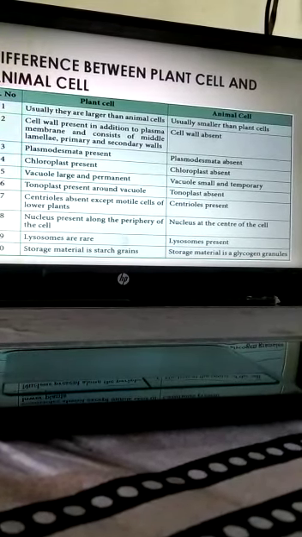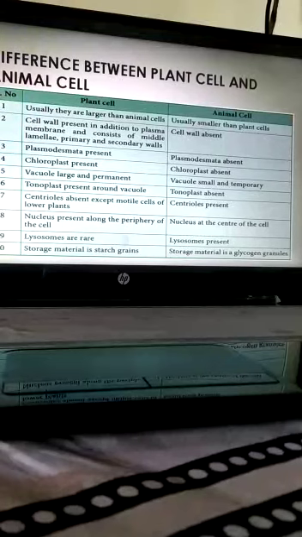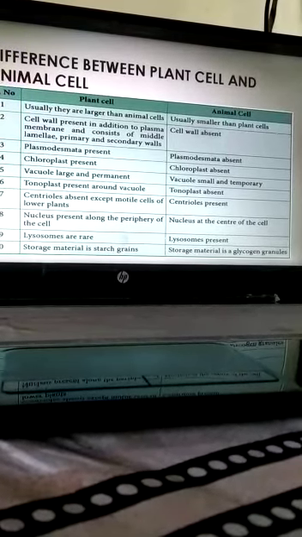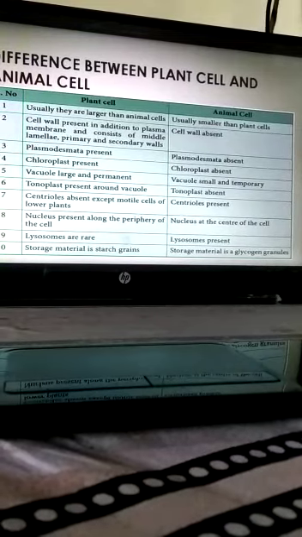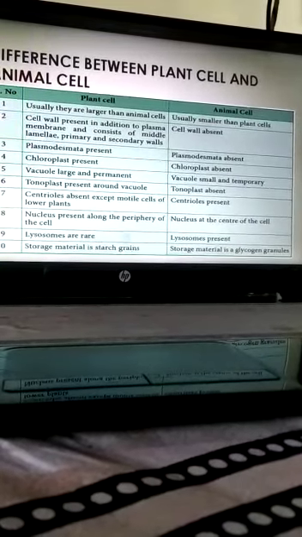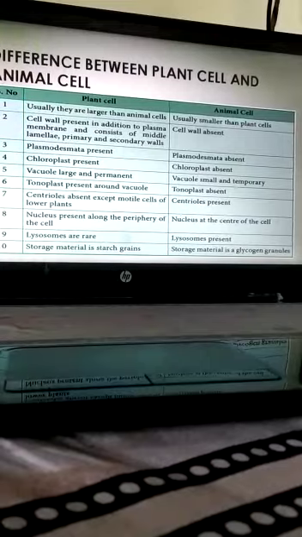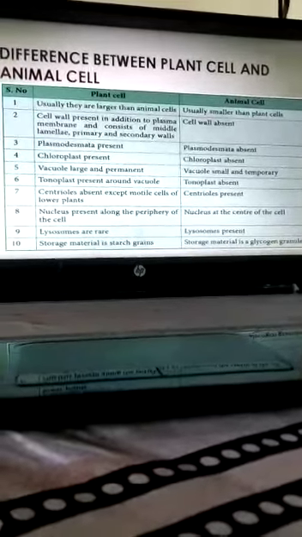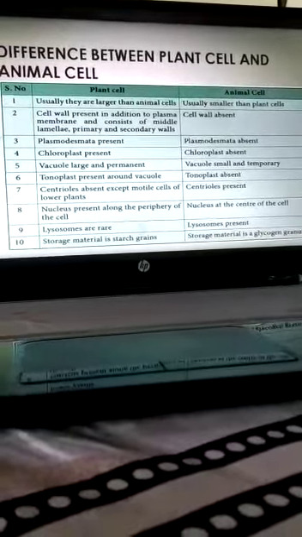Ninth point, lysosomes are rare in plant cell. In animal cell, lysosomes are present. Last point, storage material is starch grains in plant cell. In animal cell, storage material is in the form of glycogen.